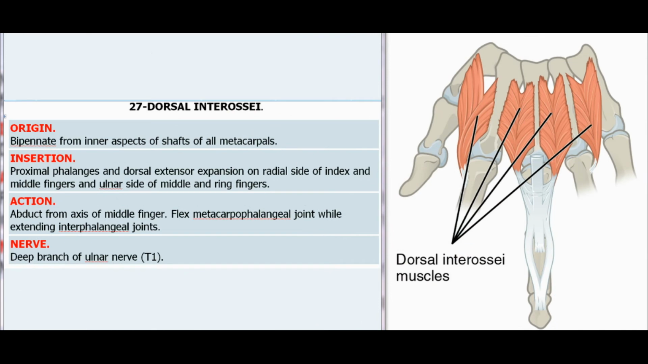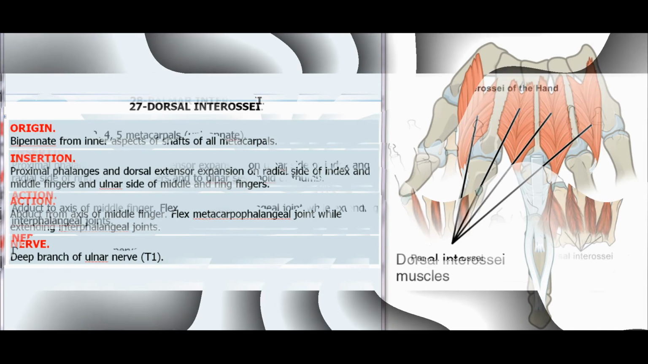27. Dorsal interossei. Origin. Bipinnate from inner aspects of shafts of all metacarpals. Insertion. Proximal phalanges and dorsal extensor expansion on radial side of index and middle fingers and ulnar side of middle and ring fingers. Action. Abduct from axis of middle finger. Flex metacarpophalangeal joint while extending interphalangeal joints. Nerve. Deep branch of ulnar nerve, T1.